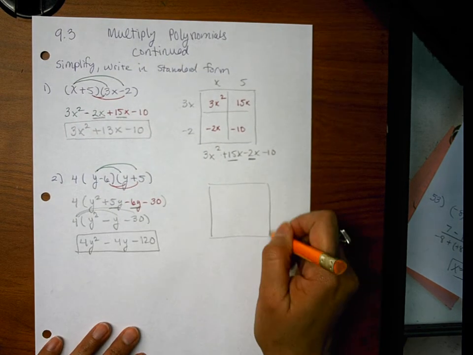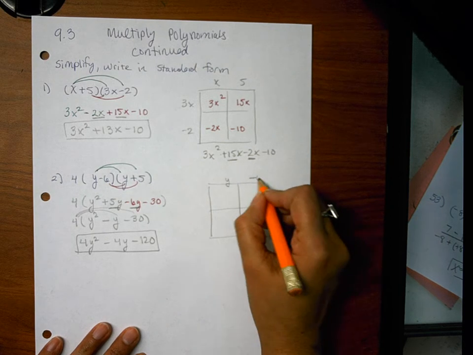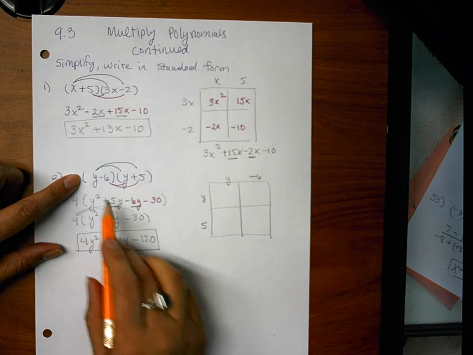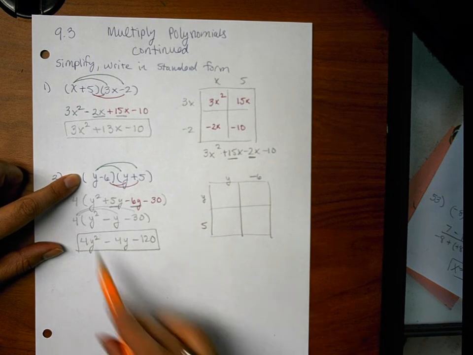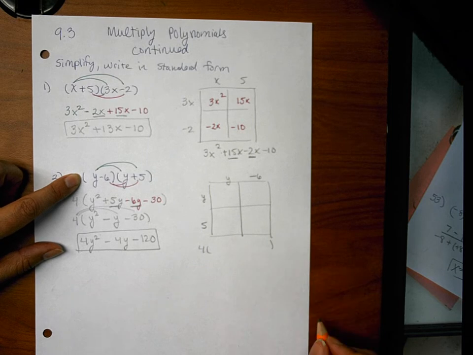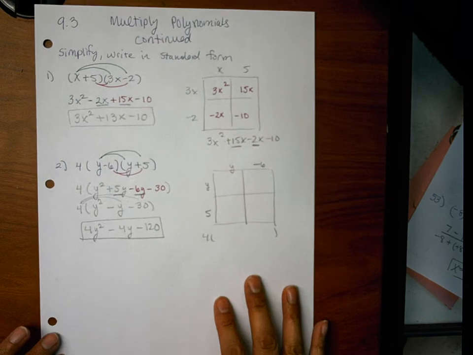120. Now, if you are doing the window method, the box method, and you have your y and your negative 6, your y and your 5, you just do it the same way I did earlier. You just do all this and then do the 4 at the end. After you clean all that up, then you distribute your 4.